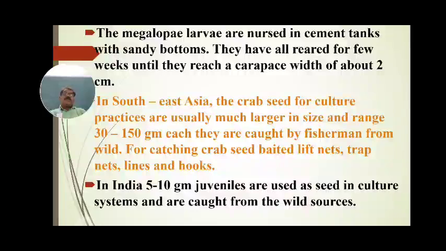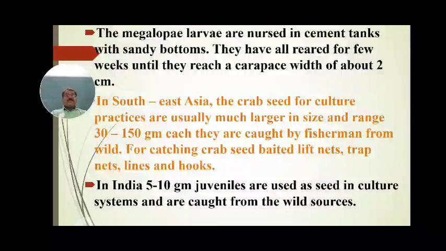The megalopa larvae are nursed in cement tanks with sandy bottoms. They are reared for a few weeks until they reach a carapace width of about 2 cm. In Southeast Asia, the crab seeds for culture practices are usually much larger, ranging from 30 to 150 gram each, and are caught by fishermen from wild sources, the seas or oceans of South and East Asia.